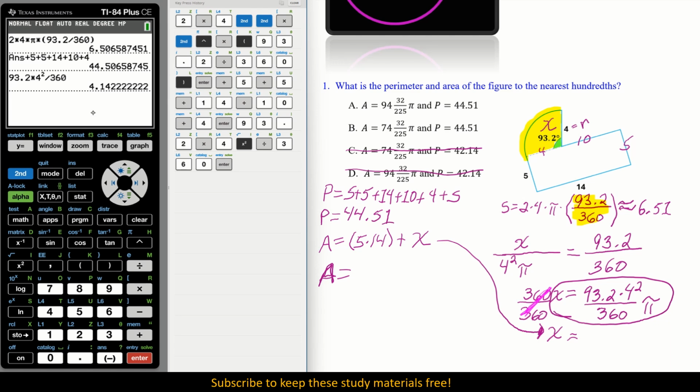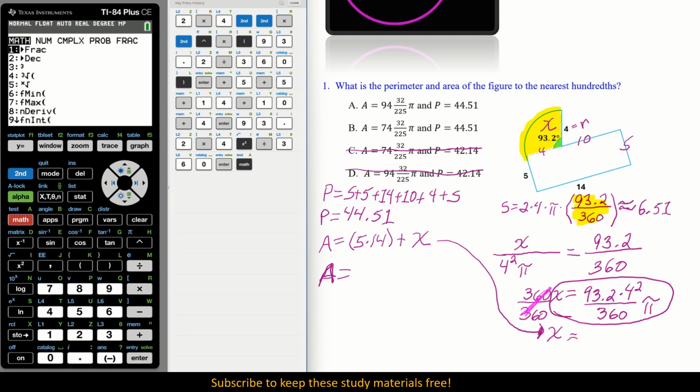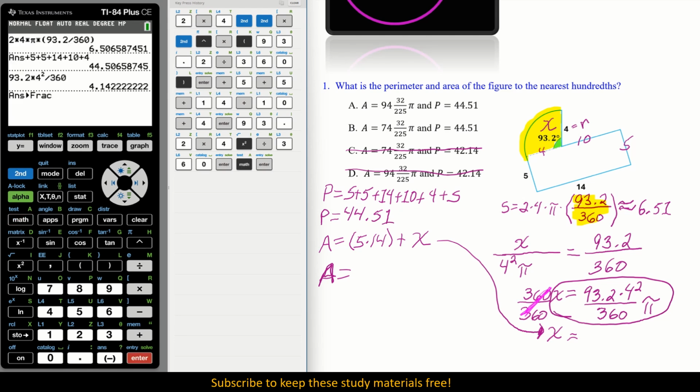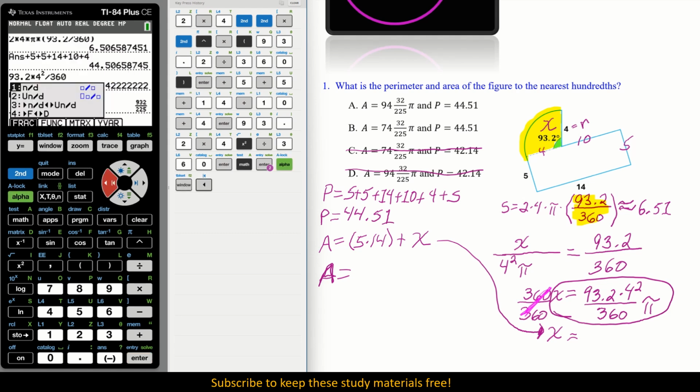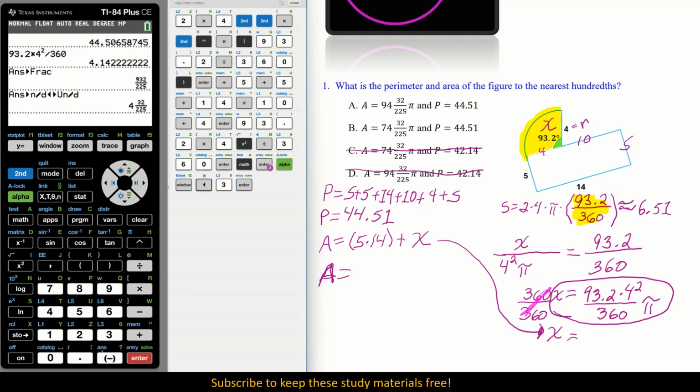Let's see if we can get that clean. Remember how to make that just a fraction. Go math and see where it says fraction. Push enter. Enter again. But it doesn't give us our whole number. If you remember other videos, we can get that. Go alpha window, arrow over, and it's number 3. Push enter. And there we have something tangible. So what is the actual value of x? It is 432 over 225 pi.